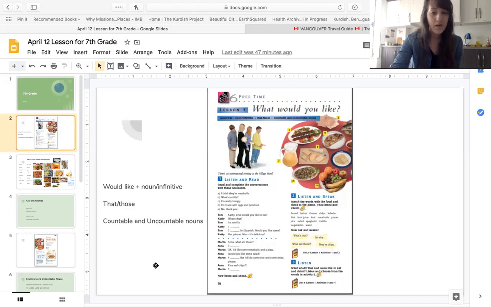Let's begin. Part 1. Look at the conversation between Tom and Kathy. We will read this conversation and find the correct sentence to match the blanks. First, let's read A, B, C, D, and E. These sentences will go in these blanks. I read, you repeat. I think they're meatballs.